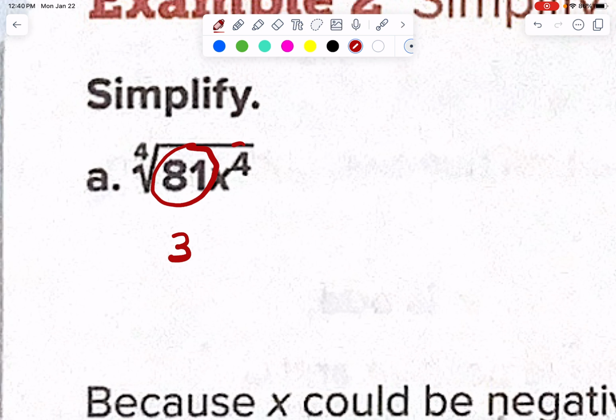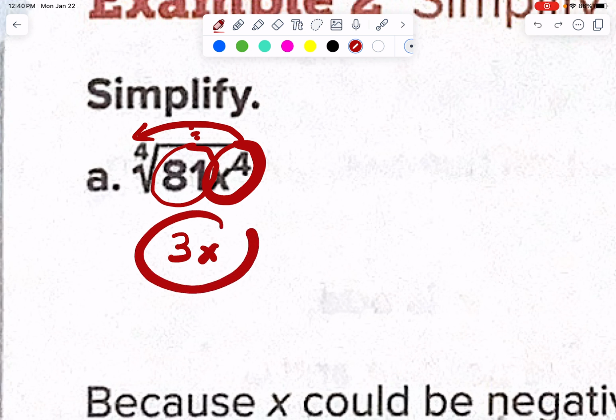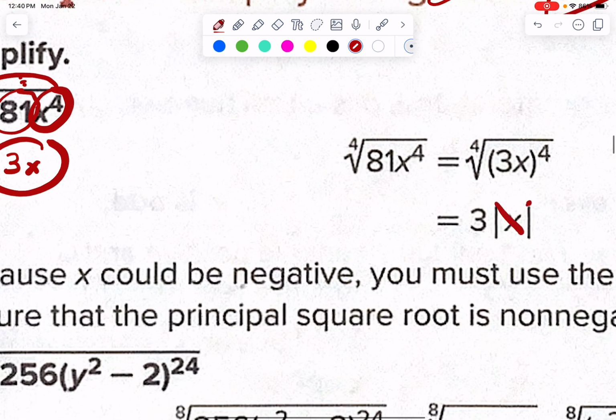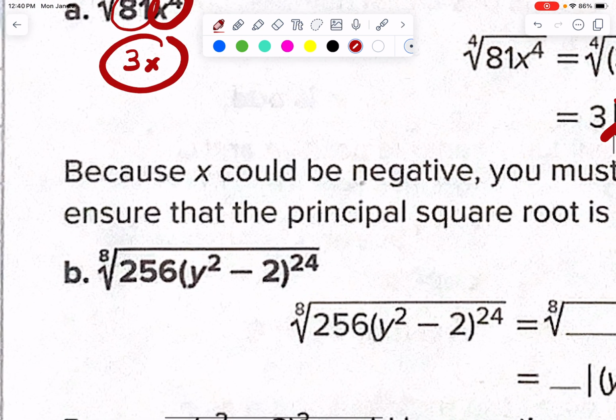Okay, then this is an exponent, x to the 4th. So I'm taking 4 and I'm dividing by 4. And that is just x to the 1st power, right? So 3x is going to be what you get for the 4th root of 81x to the 4th, okay? Don't worry about the absolute value for now. We'll maybe talk about that later, okay?